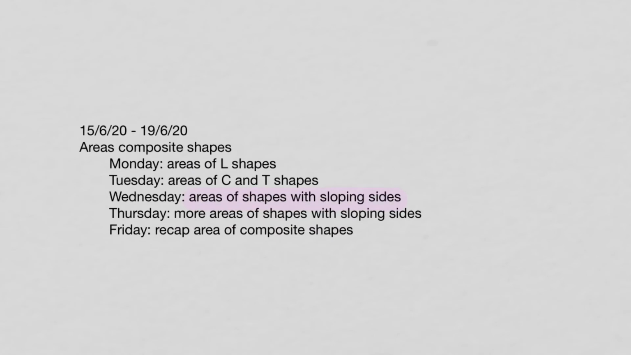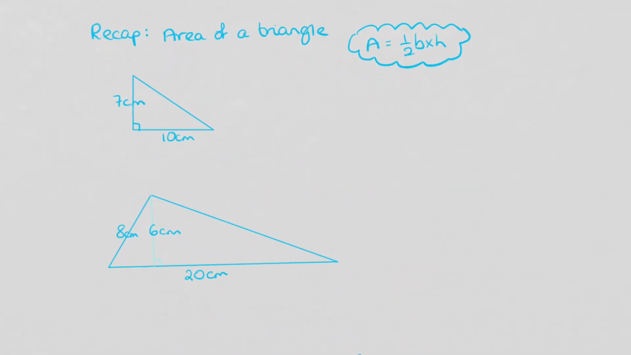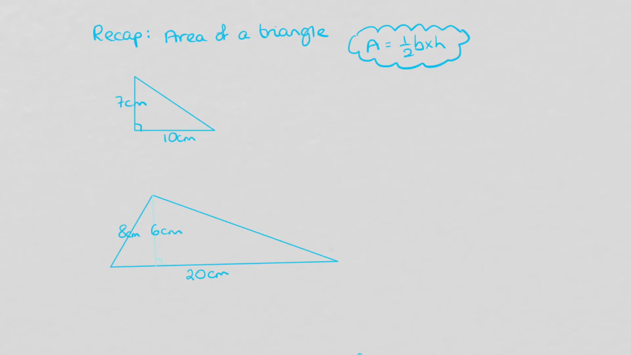Okay, so looking at where we're at. Monday we looked at areas of L shapes, yesterday areas of C and T shapes, and today we're going on to areas of shapes with sloping sides. So to be able to do that, we're first going to need to recap on our work on area of a triangle. And I'm just going to change the background here so it's a bit clearer. Right, that's better, I think.